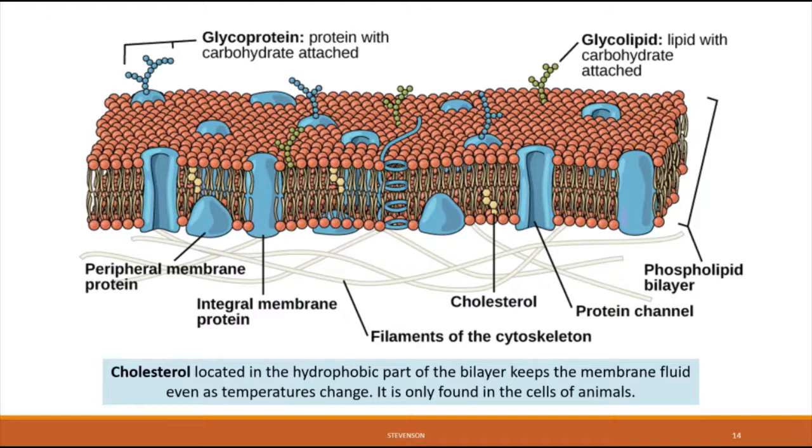So in other words, as temperature drops and the environment of the cell becomes colder, the membrane might tend to stiffen up and get harder, as we know things become more solid as temperature drops. However, cholesterol prevents this from happening and keeps the membrane fluid. This is only a feature found in animal cells in particular. Other cells lack cholesterol and may have different, separate mechanisms for keeping their membranes fluid.